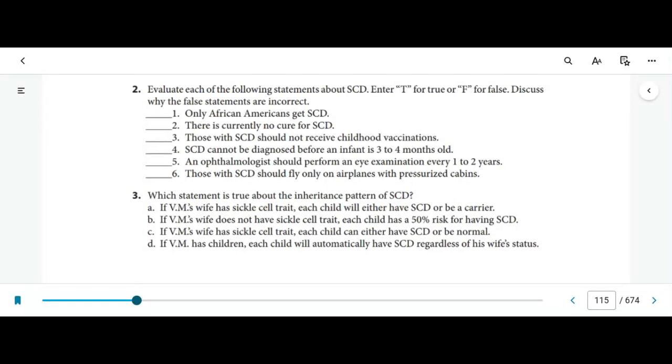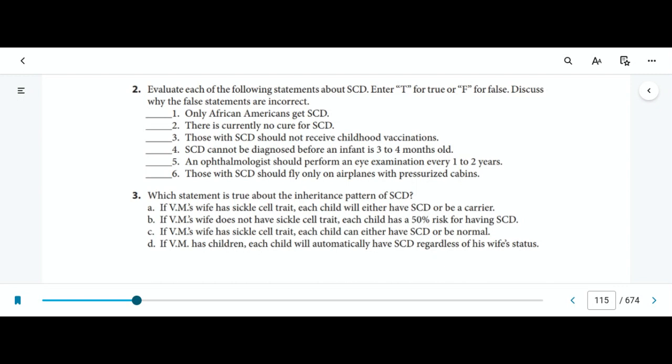Number 2, there is currently no cure for sickle cell disease. True or false? That is true. True, no cure. Those with sickle cell disease should not receive childhood vaccinations. True or false? False, right? Higher risk of infection. So they need their vaccines. And remember, infections can trigger these sickle cell crises.